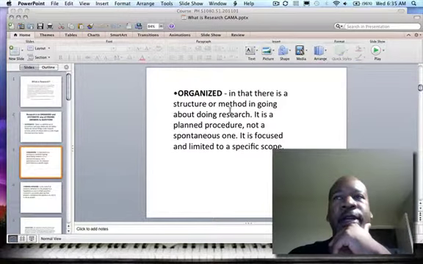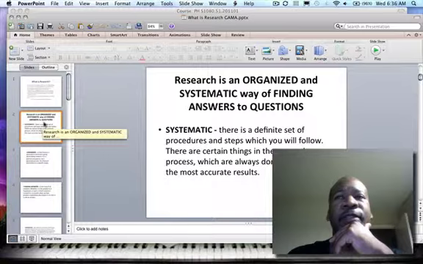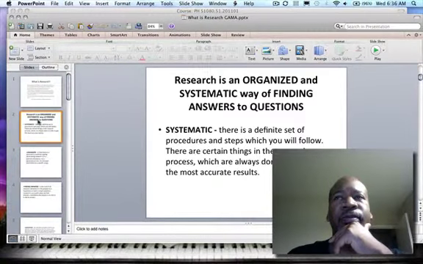Then you go into organized, in that there is a structure or method in going about doing research. It is a planned procedure, not a spontaneous one. It is focused and limited to a specific scope. By that just sitting there, I'm not really sure how it's connected to the other slide, but I do know the original definition. This is the original question.